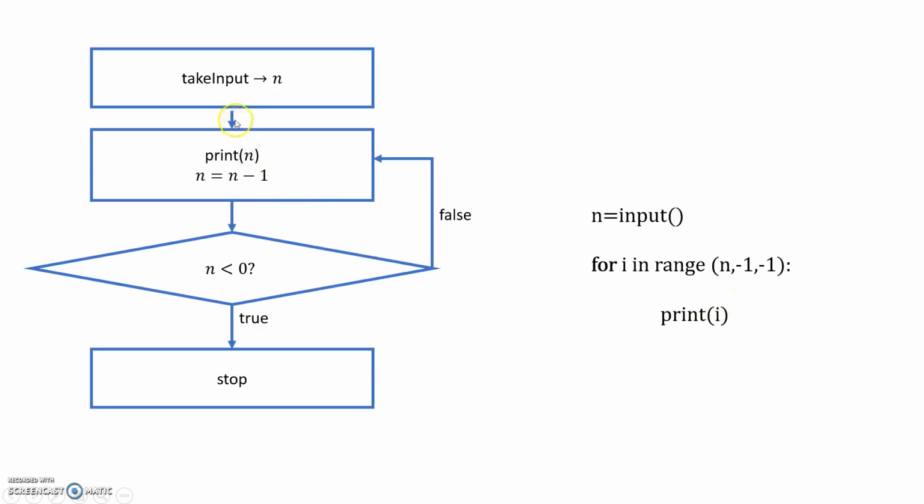So again, going back to the flowchart, you can trace out the code. We take n as input, and each time we run through the loop, the value that we're printing out decreases by 1. So that's the idea of a for loop.